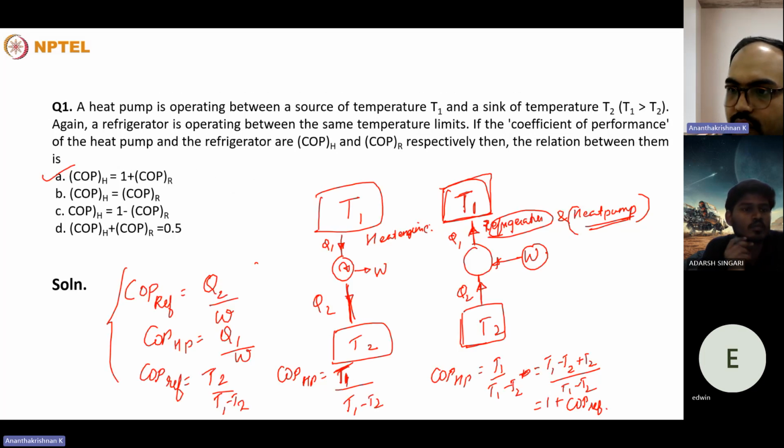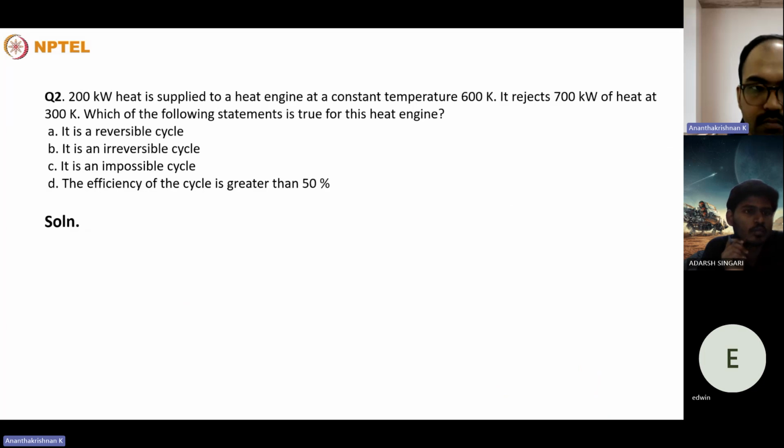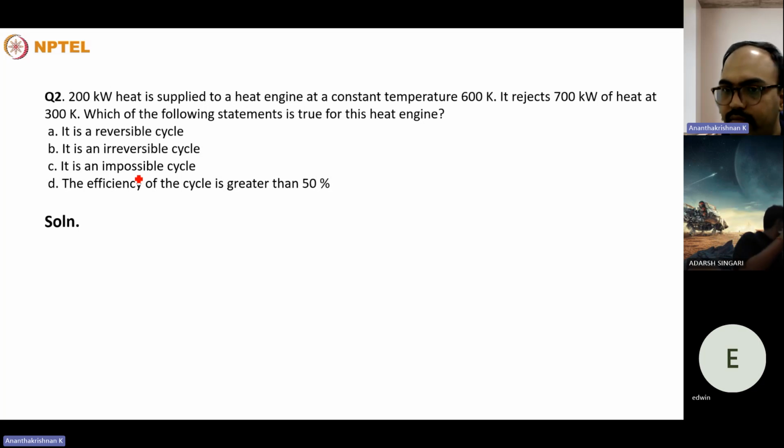Now we can move into the second problem. It's a question that is based on the reversibility of a cycle. Look into it and see whether this is a possible cycle or not. Reversible or irreversible or impossible. Just check into it, and I'll also try to solve it in a couple of minutes.